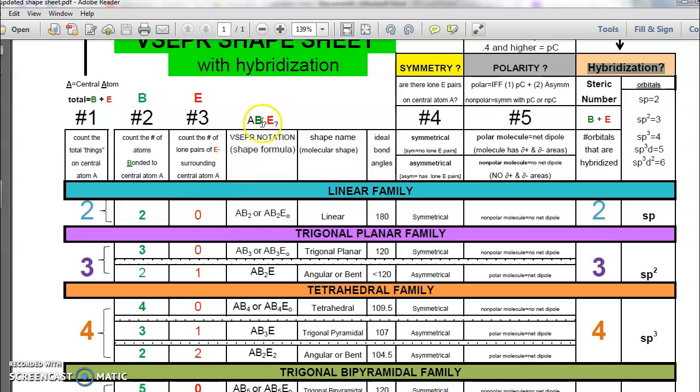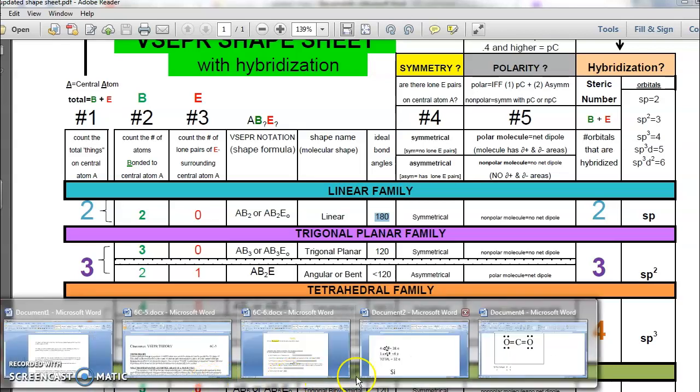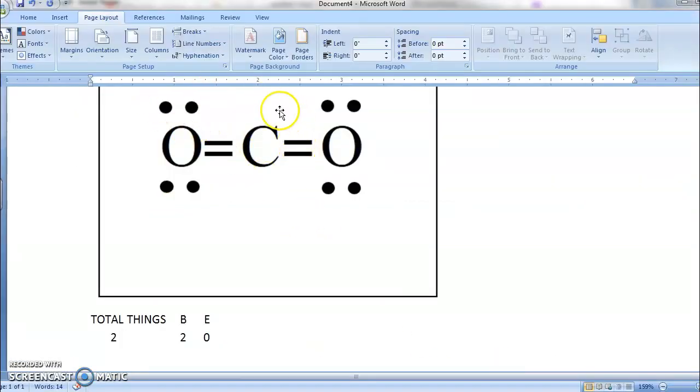What's our shape formula? A stands for the central atom. My bonded atoms are 2. And there's no lone pair. So some people just write AB2 and they don't write the E because there are no lone pairs. Or some people write AB2E0. What's the name of this shape? It's linear. What is the angle of the atoms? It's 180. The angle of the atoms is definitely 180. We can see it right here. Those are opposite sides of the carbon. That angle is a 180-degree angle.